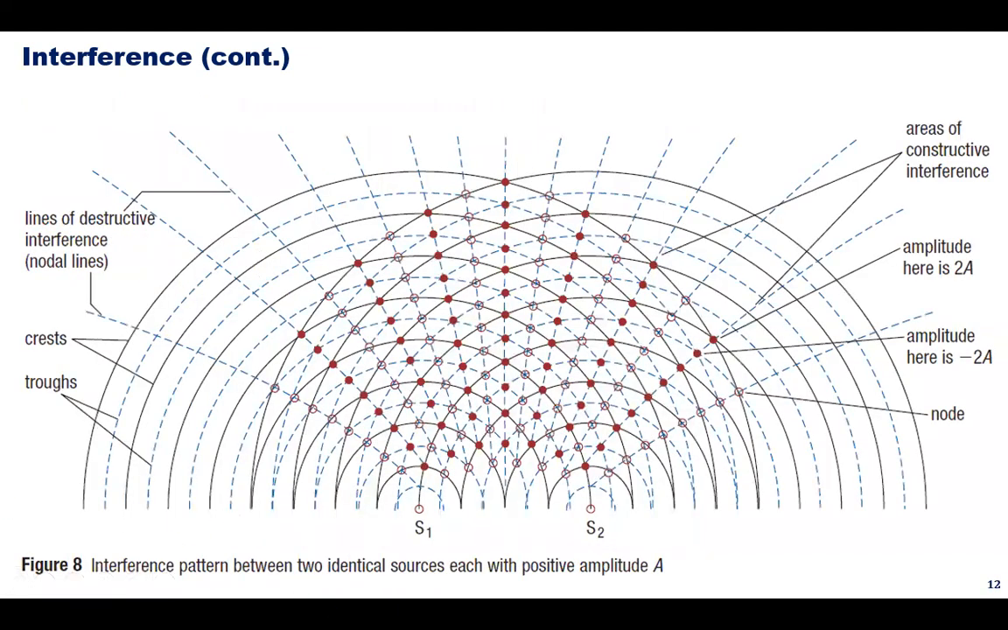So let's have a look at the pattern here, shown in figure 8. Symmetrical patterns spread out from the sources, producing line locations where constructive and destructive interference occur.